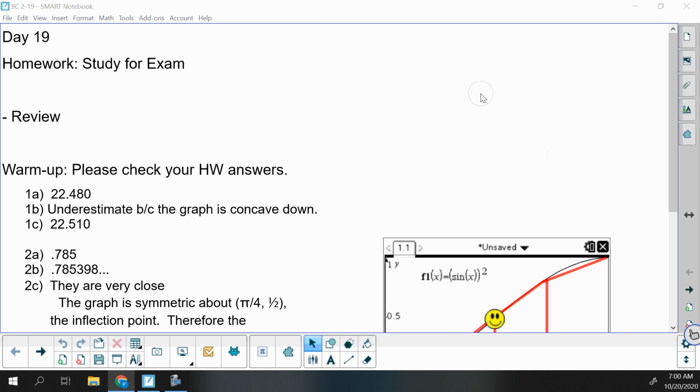All right, welcome to day 19, our review day. Everyone should have the review sheet. If not, it is in the class materials, and then Unit 2 if you go in there. It is in that folder.